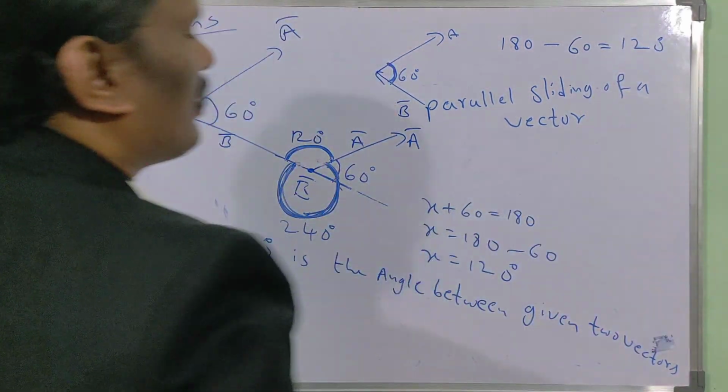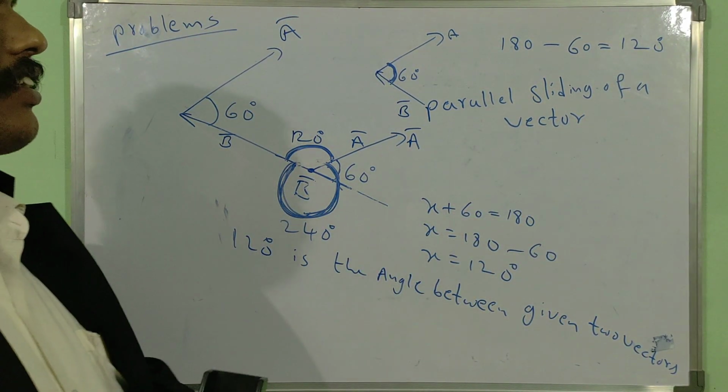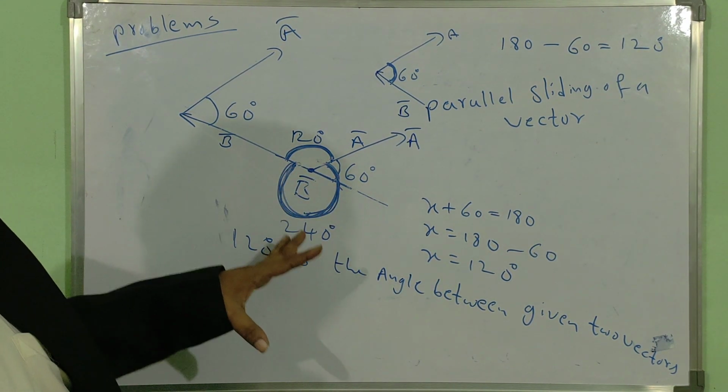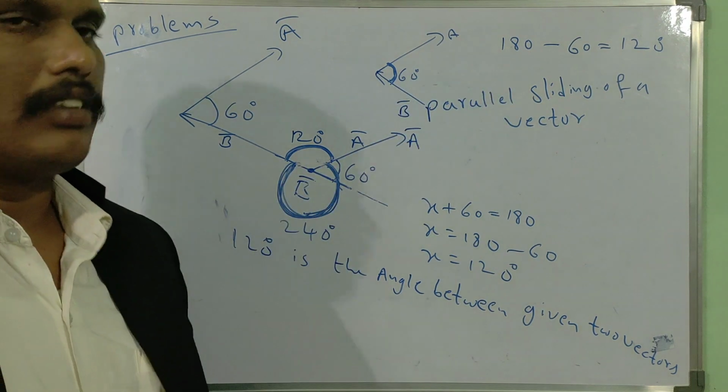120 degrees. That is the angle between the two vectors. That is the simple trick without doing all those things. This is the complete explanation, but this is the trick.